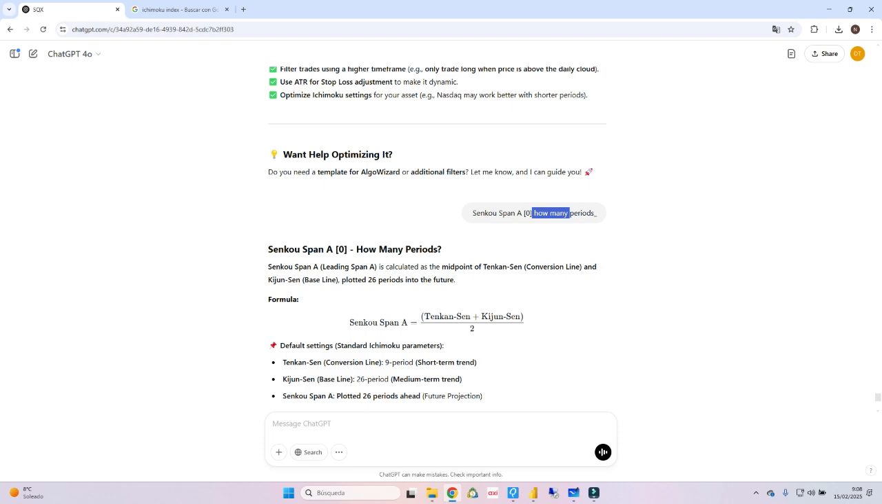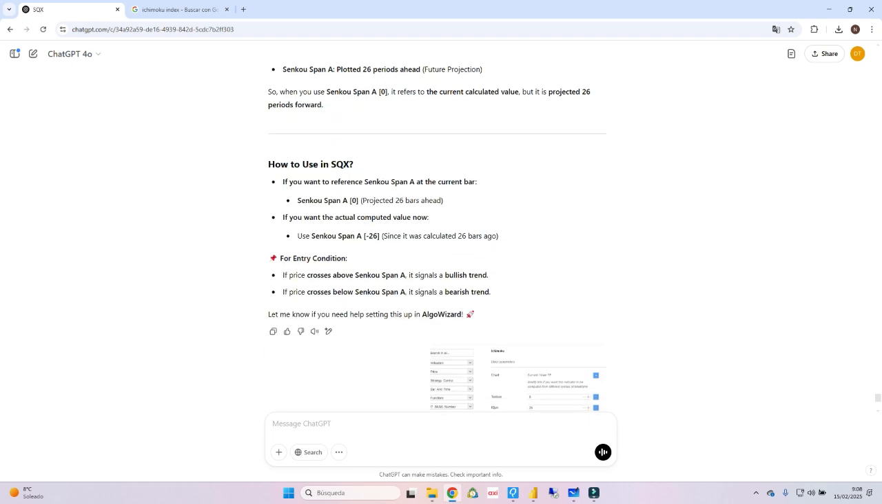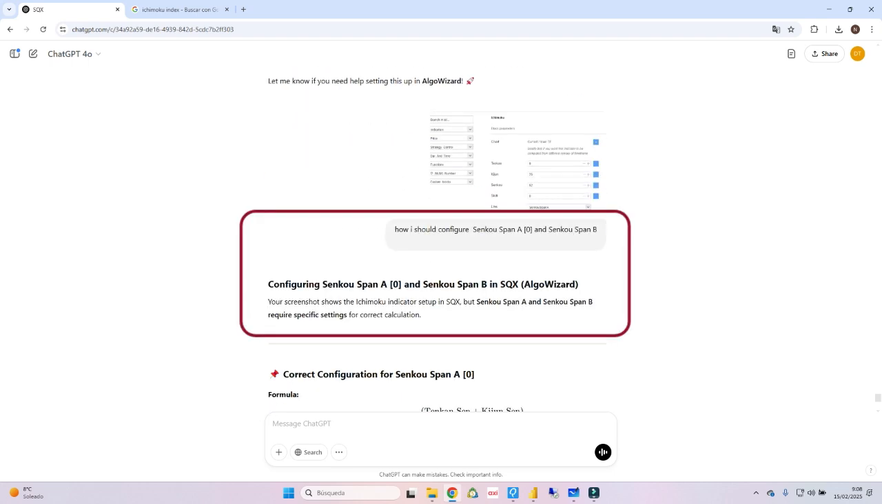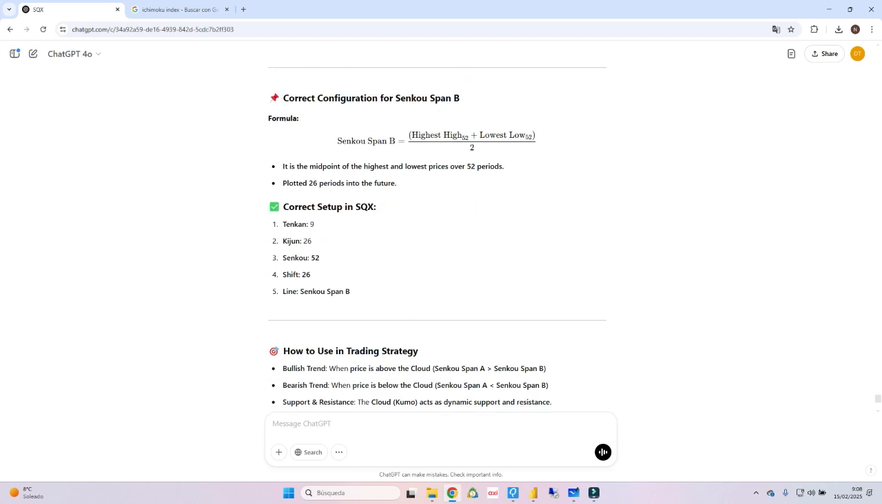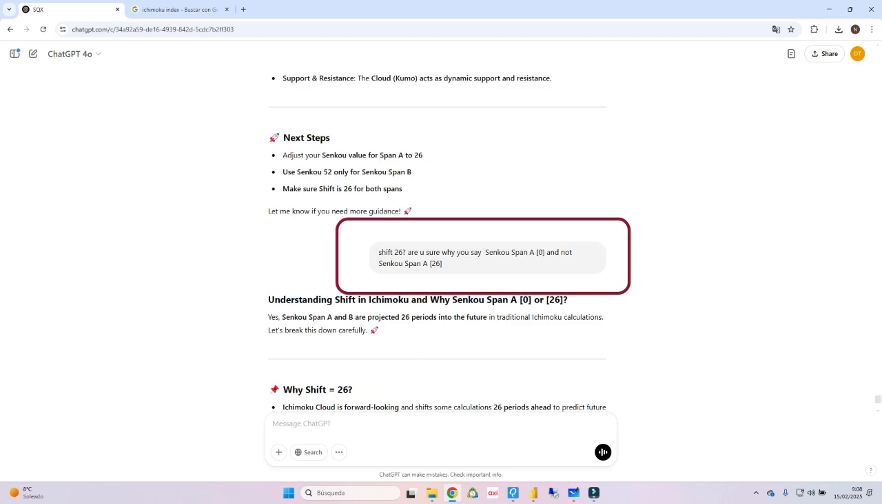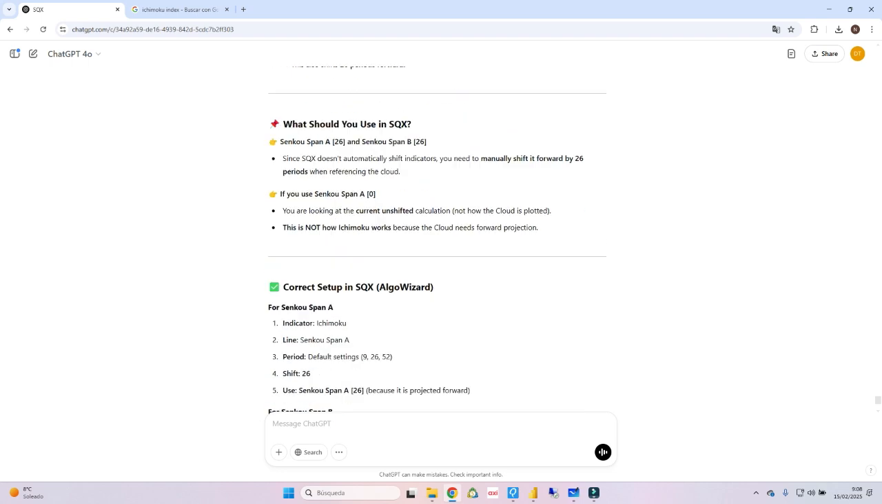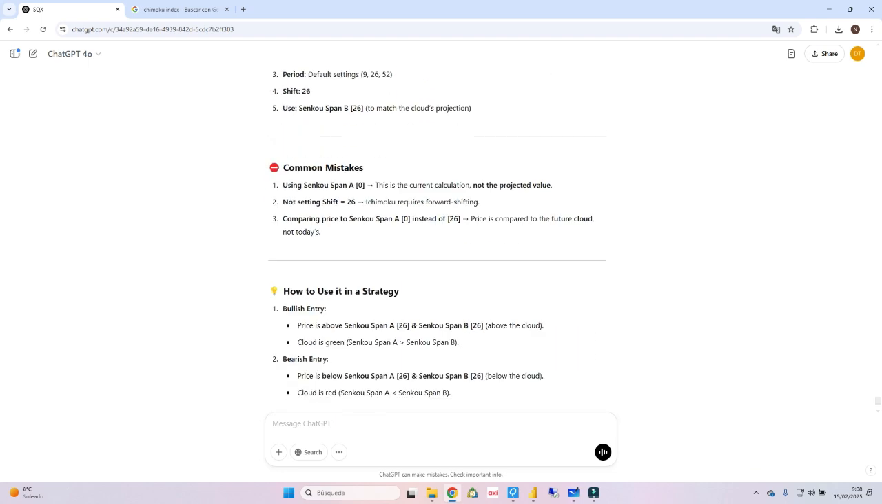but when I read it's 26, so this doesn't make any sense. I asked how I should configure Senkou Span A 0, and I asked ChatGPT why 26 if you said it's 0, and then it recognized it was a mistake. So let's configure that, right?